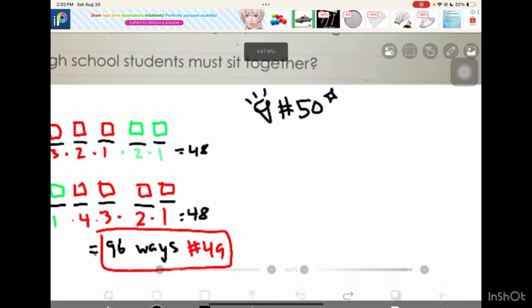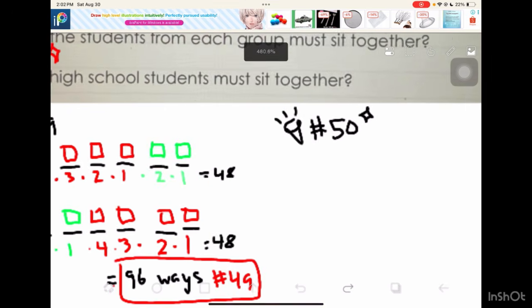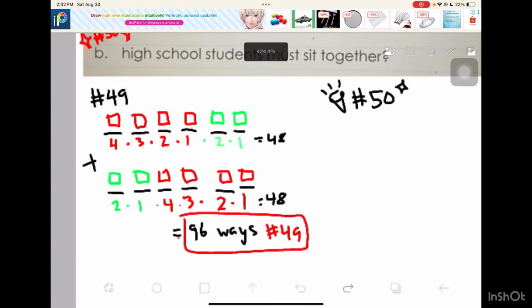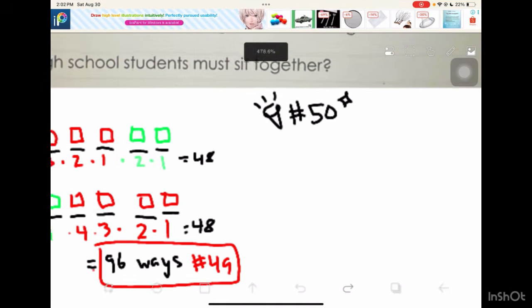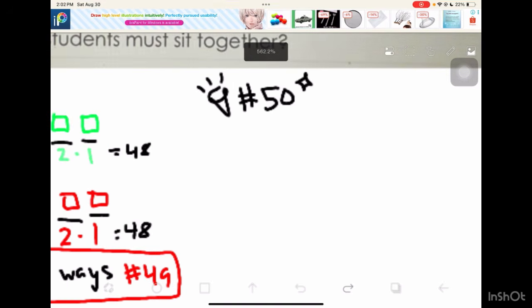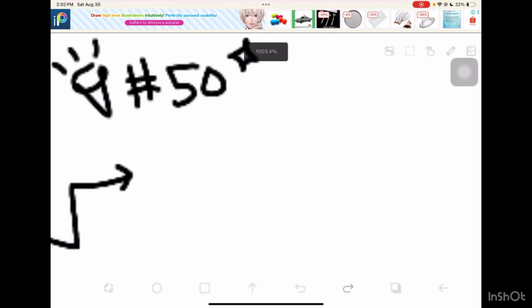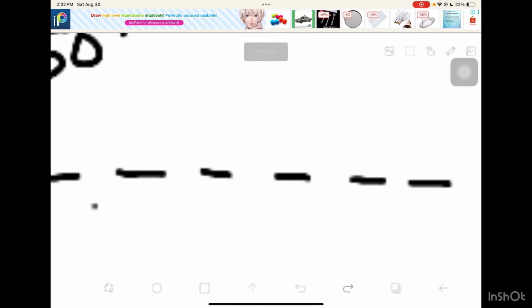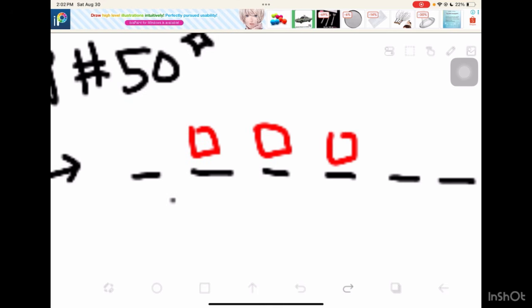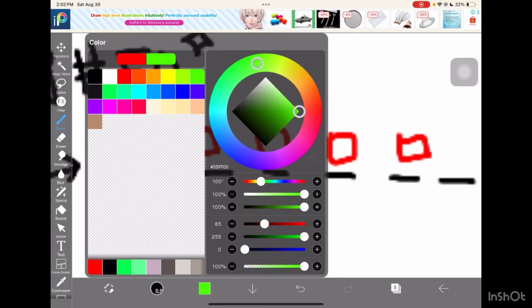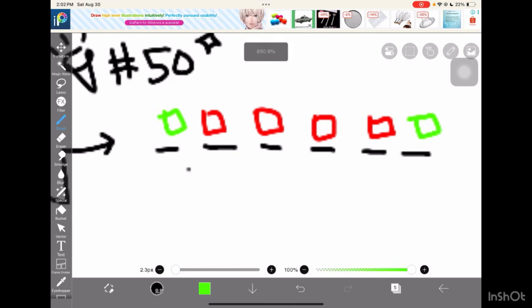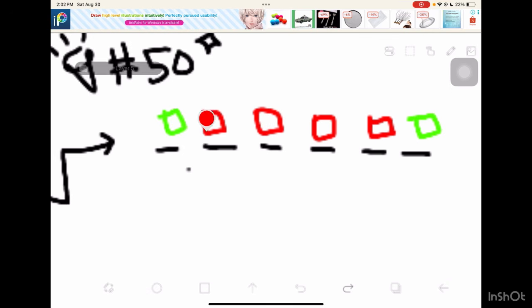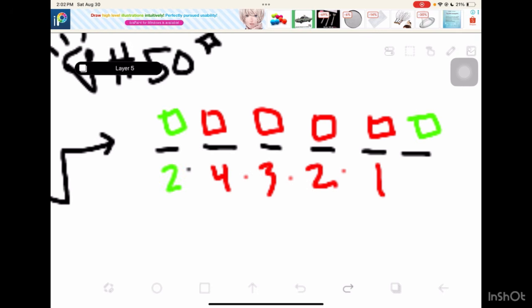Alright, number 50. Let's do this together. What if only high school students must sit together? Once again we have these cases. Let's just copy this one, because these are already sitting together. And we also have a third case where the grade school students are completely separated. We have red, so high school, high school, high school, high school, and we have 2 grade school students over here. So that's also another 4 times 3 times 2 times 1, and then another 2 times 1.